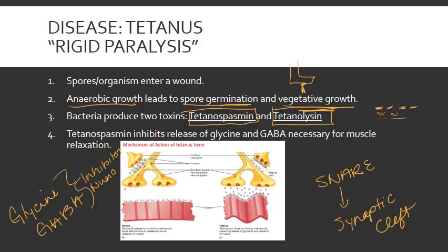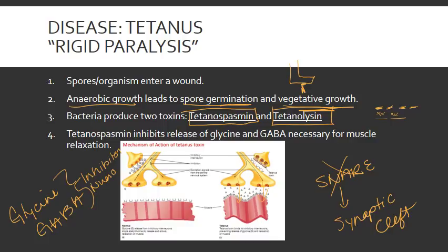So these are what allow your muscles to relax, whereas acetylcholine is what allows your muscles to contract. So without glycine and GABA getting where they need to go across the synaptic cleft, your muscles are never going to relax. So they're just going to stay rigid. The tetanospasmin in this case is still cleaving SNARE.